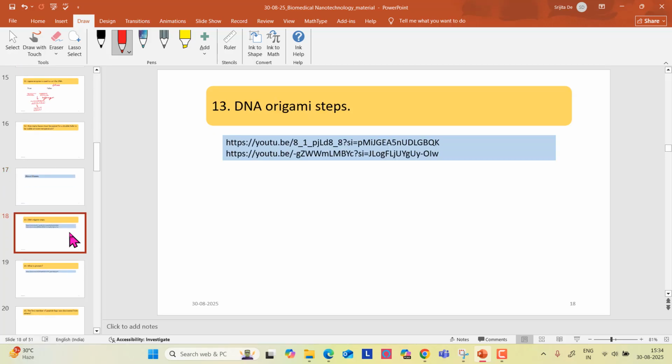Next, what are the steps of DNA origami? So here also you can see, but I will come to that later. Let's first see the video.